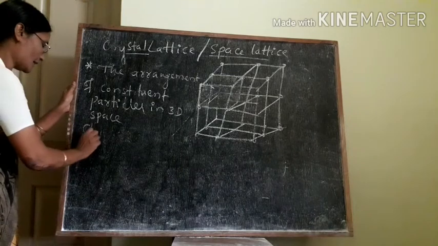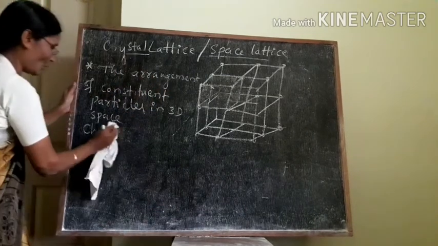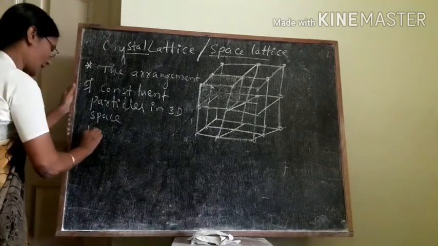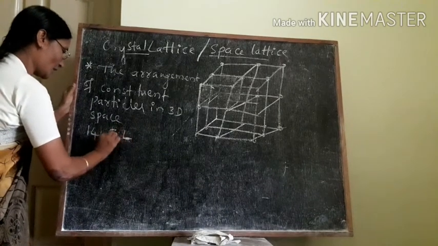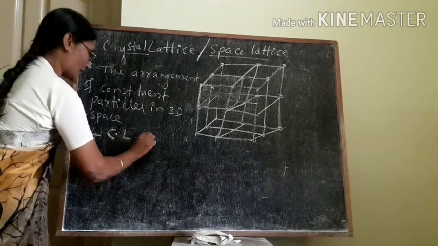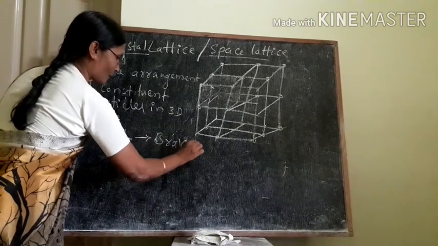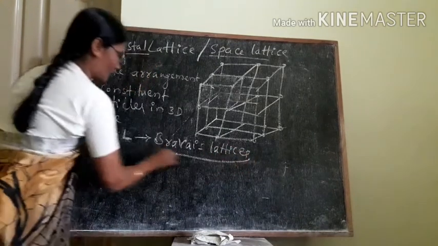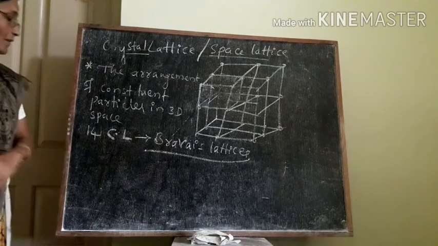What are the characteristics of this space lattice? Or before that, how many crystal lattices are there? There are totally 14 crystal lattices. These 14 crystal lattices are possible. Such 14 crystal lattices are named after one scientist, Bravais lattices. 14 crystal lattices are known as Bravais lattices.